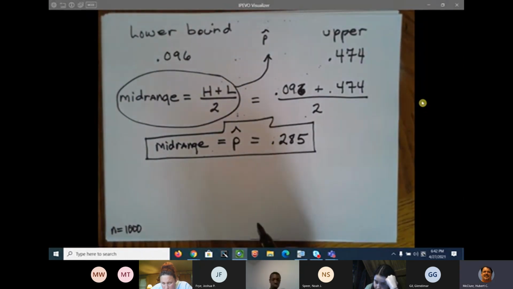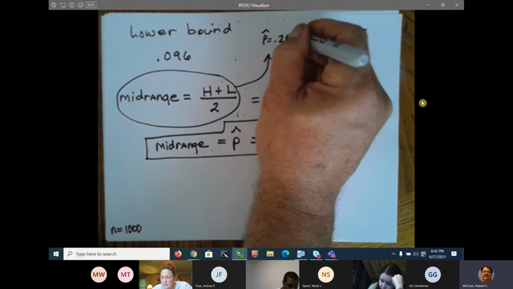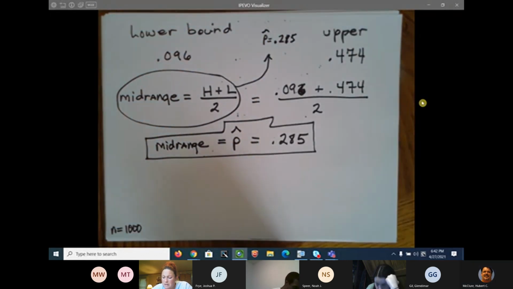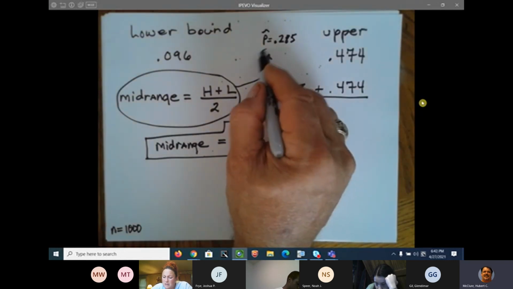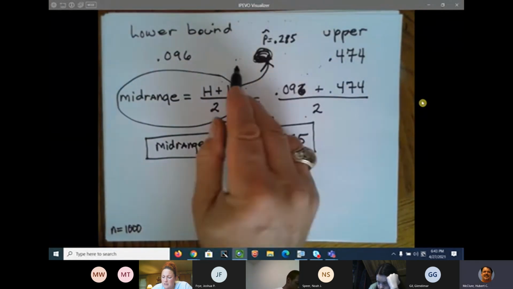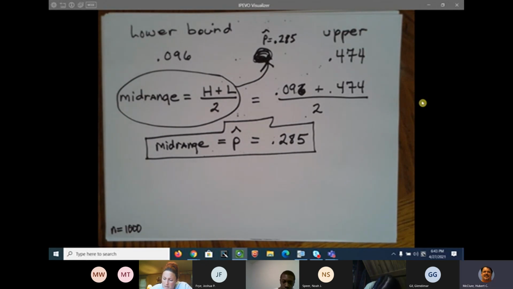Now let me ask you one more question. If I can put 0.285 in the middle, can somebody tell me the margin of error? If 0.285 is in the middle, right here, can somebody tell me the margin of error? Yes or no? You got a 50-50 shot.